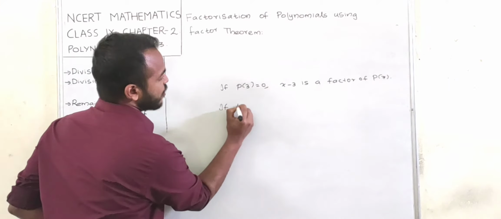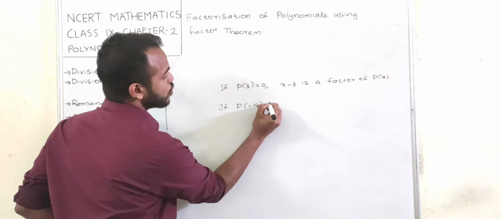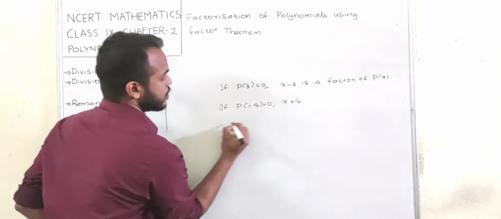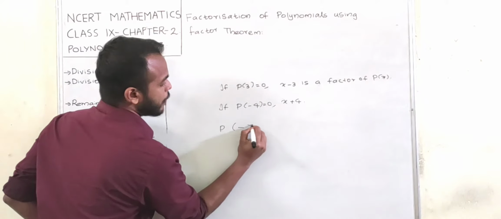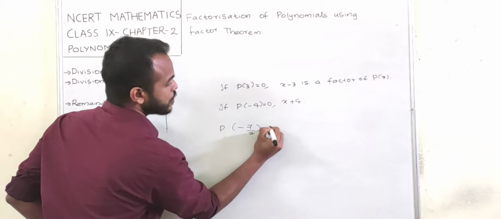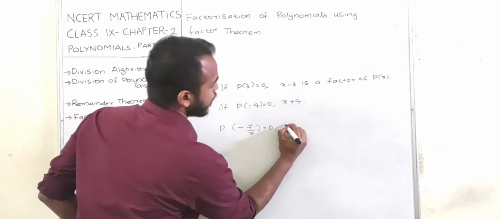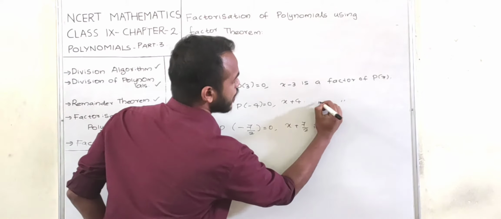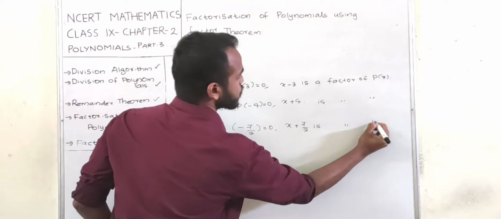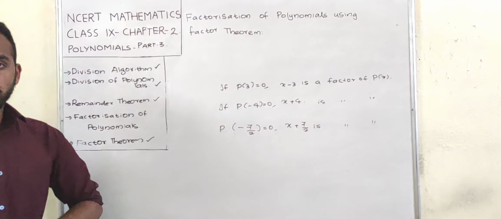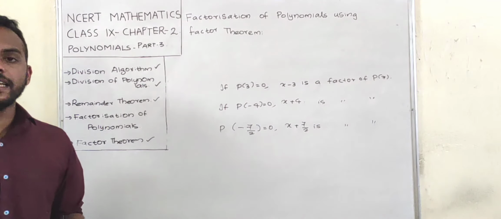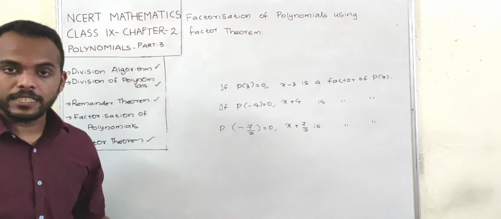So what happens if p of minus 4 is equal to 0? Who is the factor? X plus 4 is a factor. Then p of minus 7 by 2 is equal to 0. What happens? Then x plus 7 by 2 is a factor. So this is the concept that you should follow. Now let's see how we can factorize using factor theorem or using this concept.